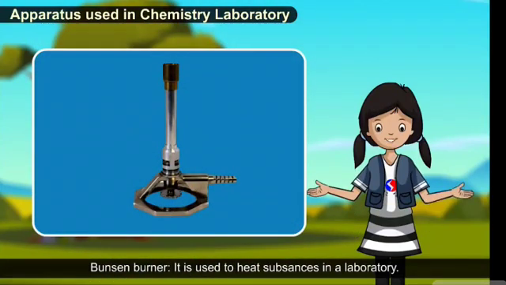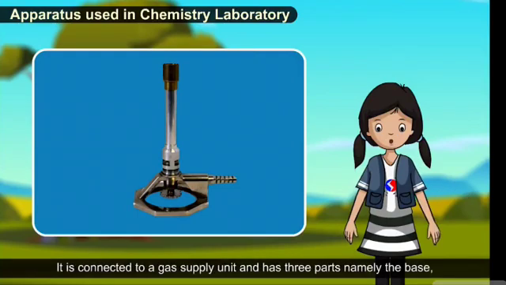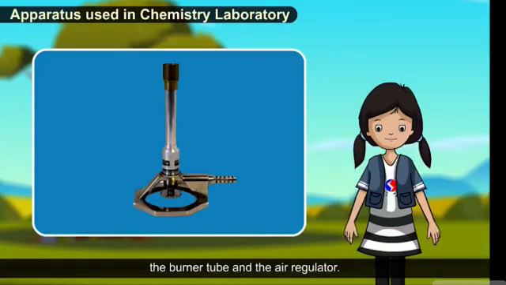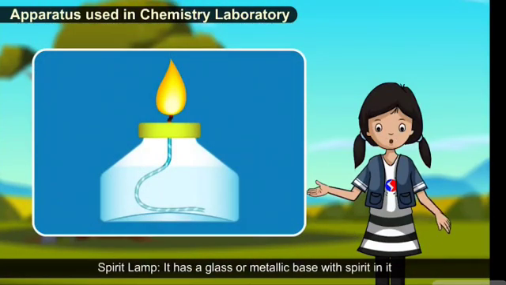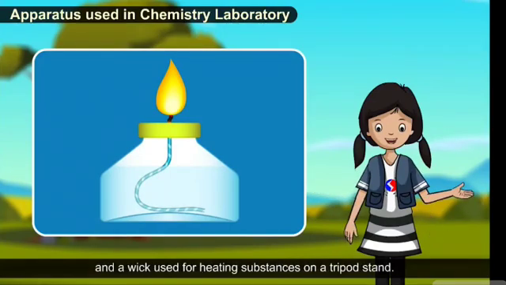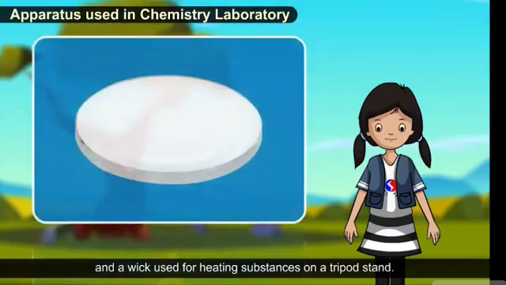Bunsen burner. It is used to heat substances in a laboratory. It is connected to a gas supply unit and has three parts, namely the base, the burner tube, and the air regulator. Spirit lamp. It has a glass or metallic base with spirit in it and a wick used for heating substances on a tripod stand.